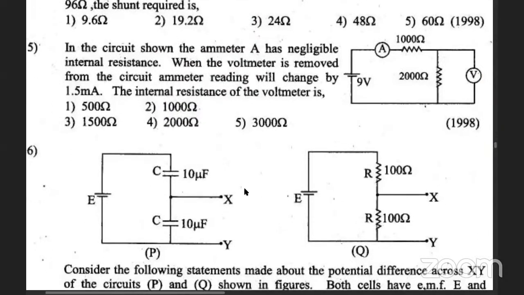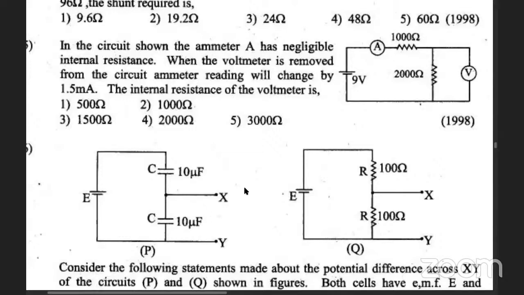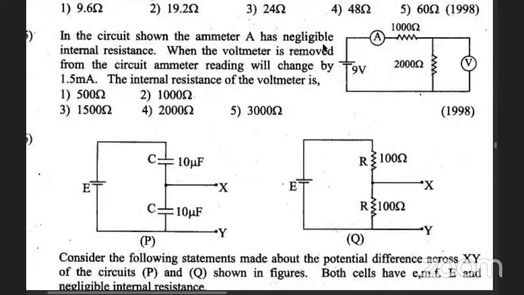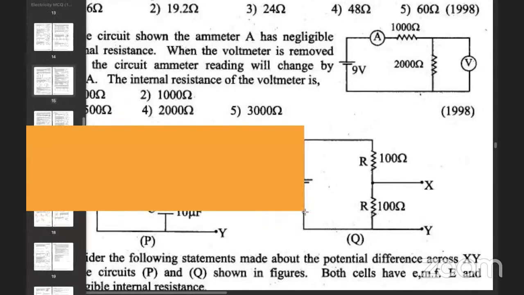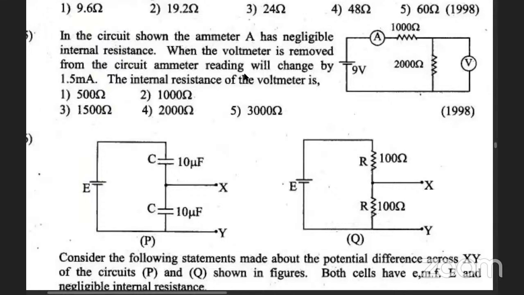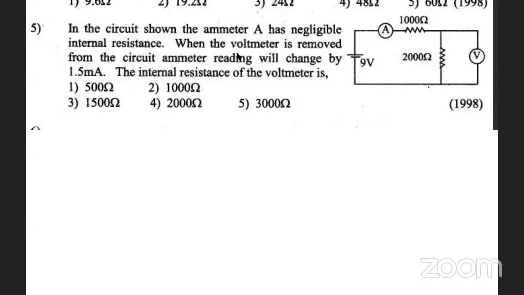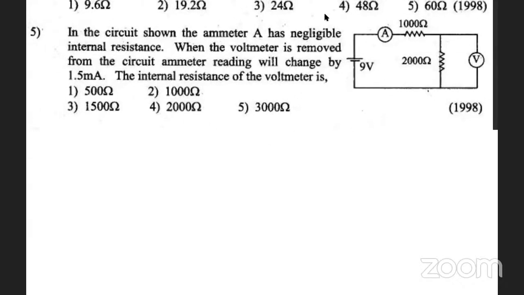Next question. We have an ammeter and voltmeter. Interesting. This is going to give you a good perspective about voltmeters and ammeters. Let's see what it is. In the circuit shown, the ammeter A has negligible internal resistance. That means its internal resistance is 0. Mark that carefully here. The internal resistance of the ammeter, RA, is equal to 0.